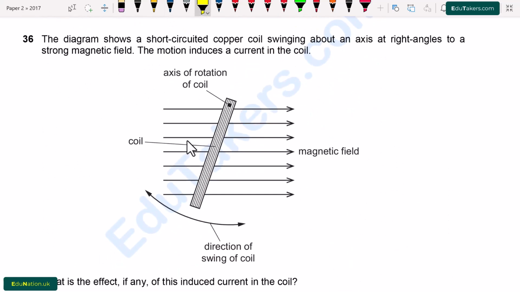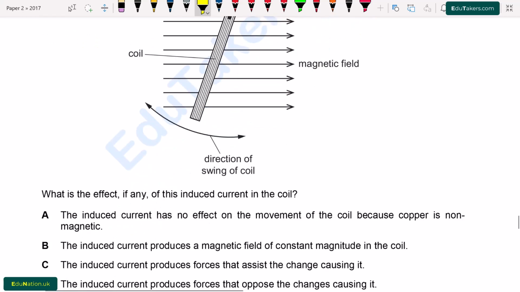Question number 36. The diagram shows a short-circuited copper wire swinging about an axis at a right angle to the strong magnetic field. The motion induces a current in the coil. What is the effect, if any, of this induced current on the coil? This is actually related with Lenz's law. Lenz's law states that the direction of the induced EMF in the coil is always directed against the change that causes it. Now we see the options.